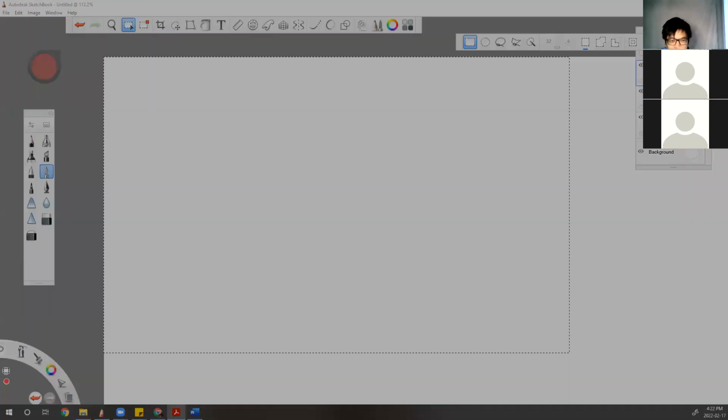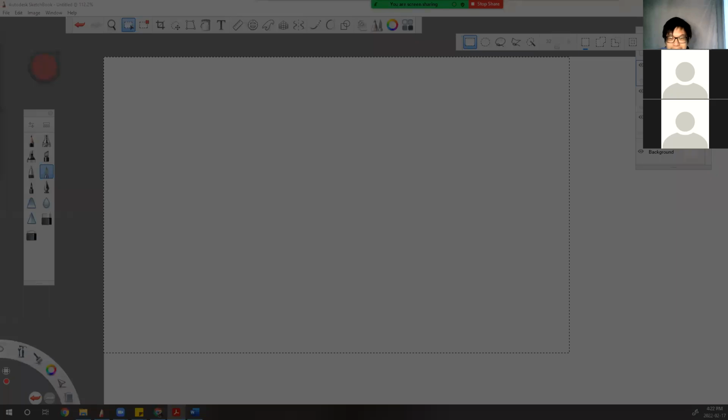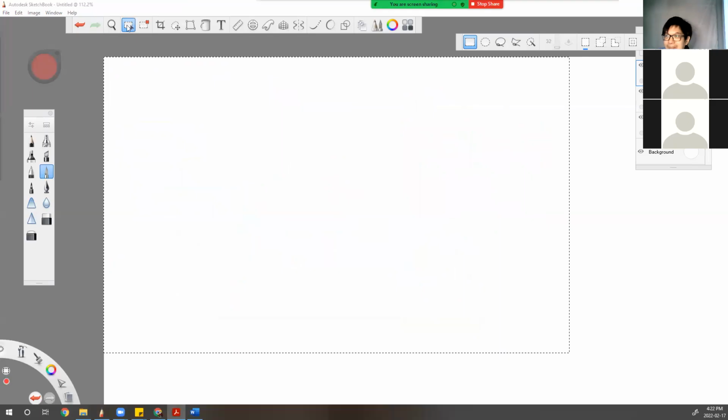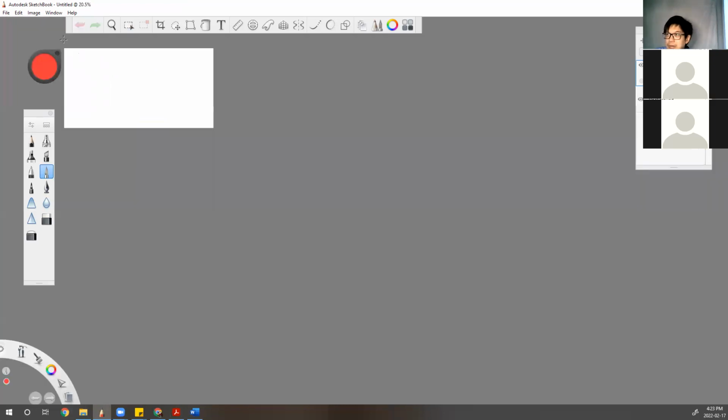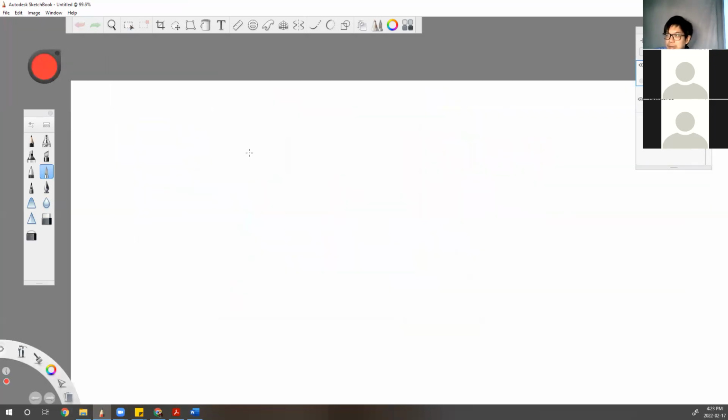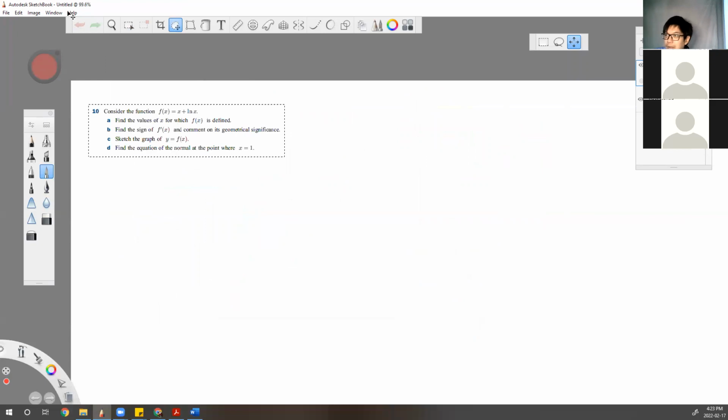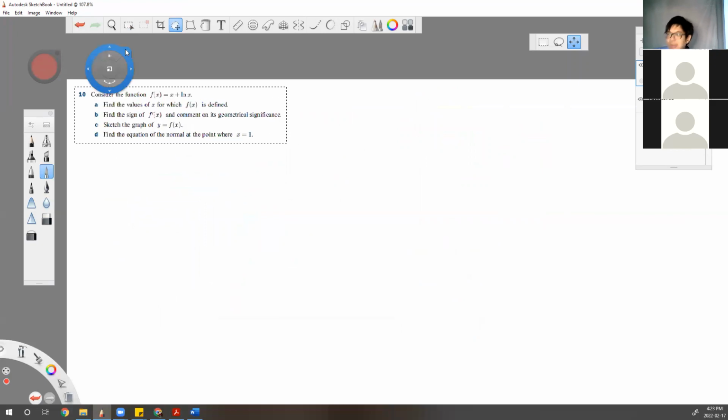So 10A is something that needs another knowledge. It's a learn. Okay. Consider the function f(x) equals x plus ln x. Find the values of x for which the function f(x) is defined.